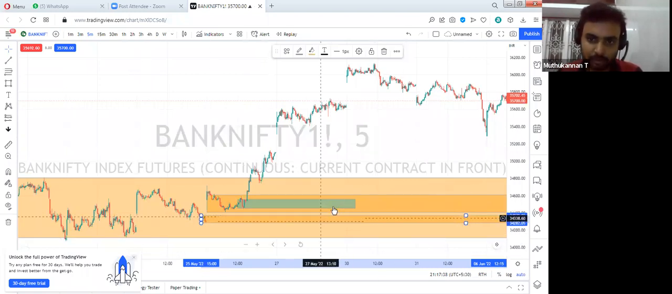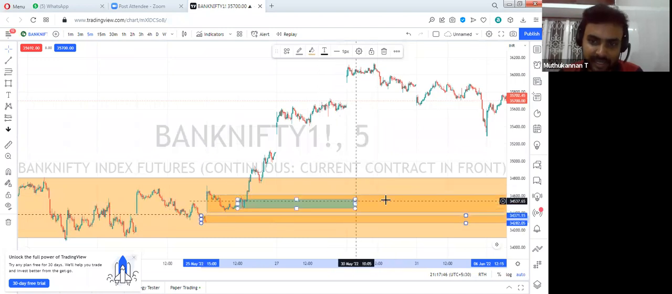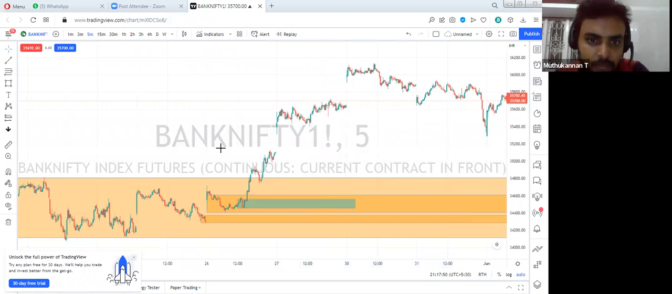You can take your entry from these areas. But this is a little bit of a hack, but we'll be doing something else also inside this level. Inside this level only, we'll be looking for the opportunities. Okay. So yeah, we'll cover one more thing, then we'll end today's session.